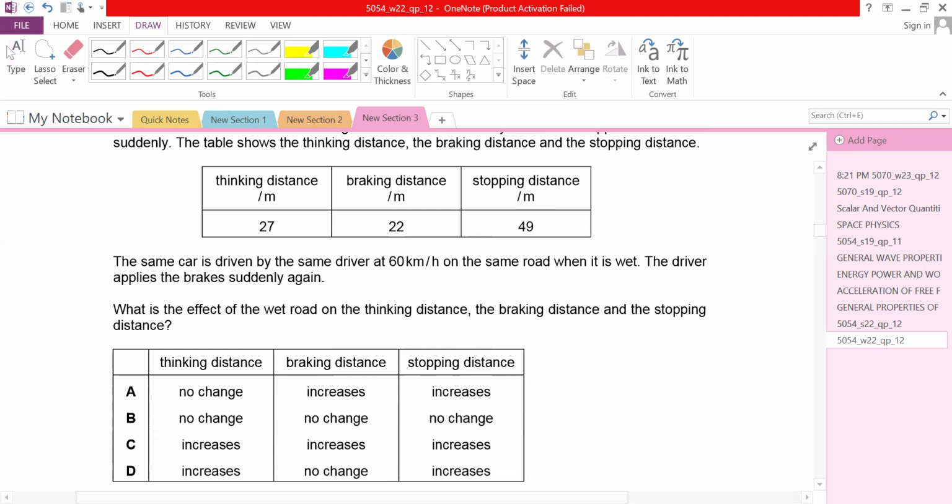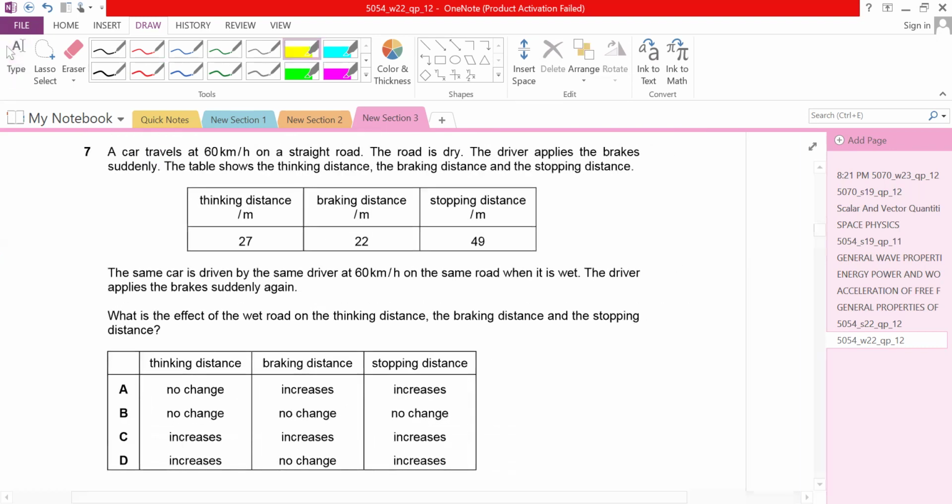Question number 7. A car travels at the speed of 60 kilometers per hour on a straight road and the road is dry. The driver applies the brake suddenly, and the thinking distance and the braking distance are measured. The table shows the thinking, braking, and stopping distance. The same car is driven by the same driver at 60 km per hour on a wet road this time, and the driver applies the brake suddenly again. What is the effect of the wet road on the thinking, braking, and stopping distance?